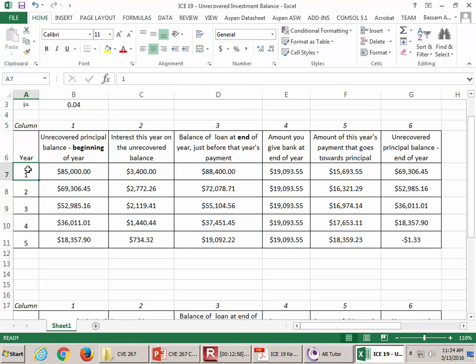You'll notice it didn't start with 0. And the reason why is that what we're saying is that year 1 has a beginning and an end. And so at the beginning of year 1, $85,000 is how much you've got from the bank. So that's how much they have not yet recovered from you. At the end of the year, the interest is going to be 4% of that.